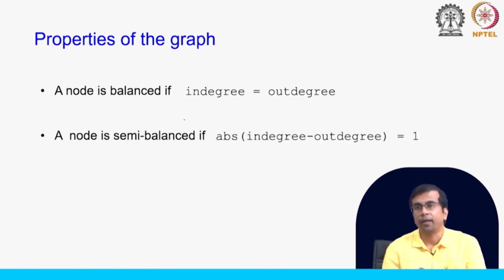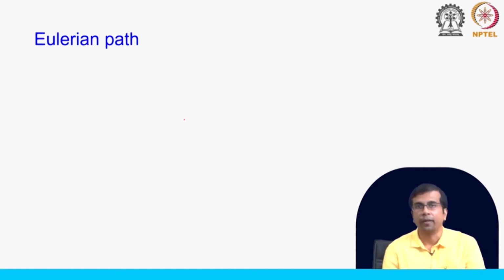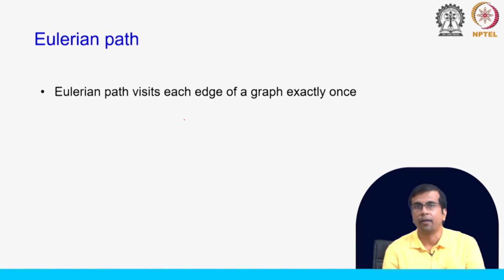In addition, a node is called semi balanced if the absolute difference between in degree and out degree is 1. So, in degree could be higher than out degree or out degree could be higher than in degree, that does not matter as long as the absolute difference in the value is equal to 1. They can differ at most by a value of 1. So, with this in mind, now we can check our graph and see whether we have balanced and semi balanced nodes. Why are we interested in these balanced and semi balanced nodes?